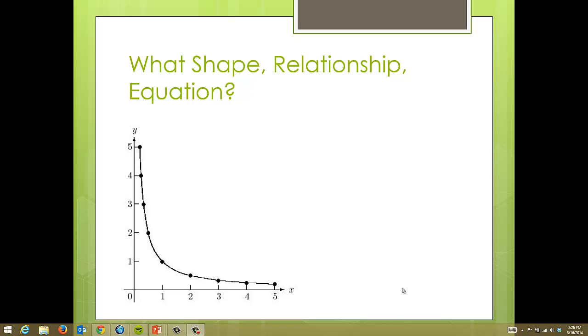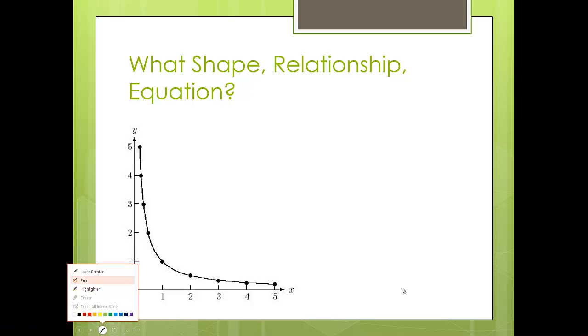So we were talking today a lot about the different shapes, the relationships, and the equations for each one of the different curves. So this is the first one that we looked at in class. And if you remember this one, we made it really easy to remember by drawing a little roller coaster. So here's your roller coaster.